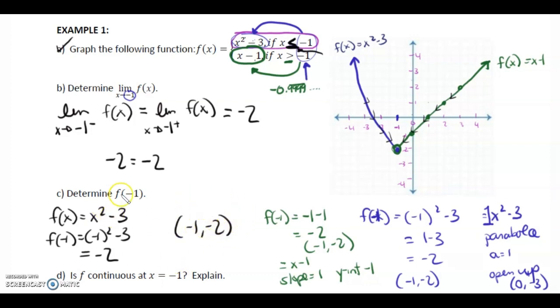This is important though, because sometimes we'll get functions with 2 or 3 different parts of the piecewise function, and sometimes there is going to be a jump. So these two actually, quote unquote, meet at (-1, -2), but sometimes they have a jump. So it's very important to consider which circle is going to be closed and which circle is going to be open.